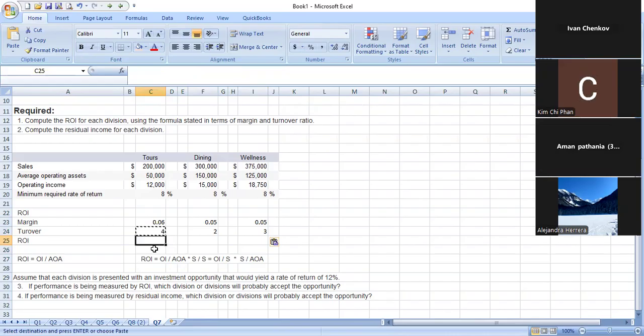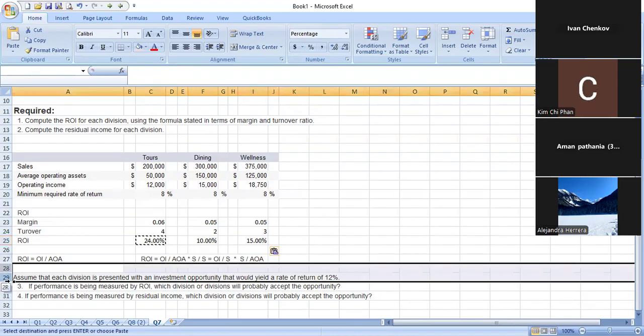Return on investment, now we can calculate this one times this one. So it's equal to this one times that one. And that's a percentage. Copy, Control C, and Control C. All right, so compute return on investment for each using the formula stated, margin and turnover. We're done with this. Compute the residual income of each division.